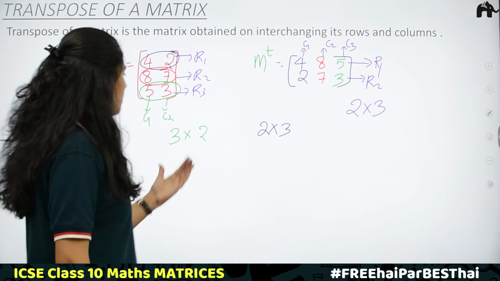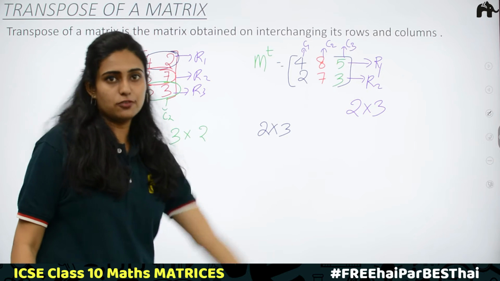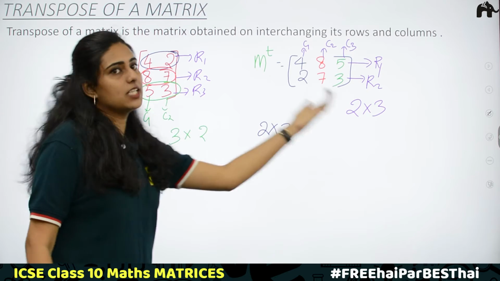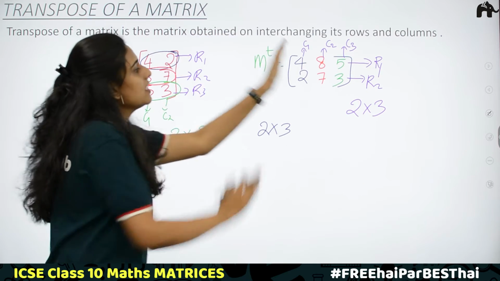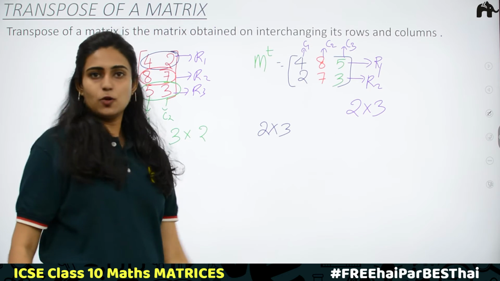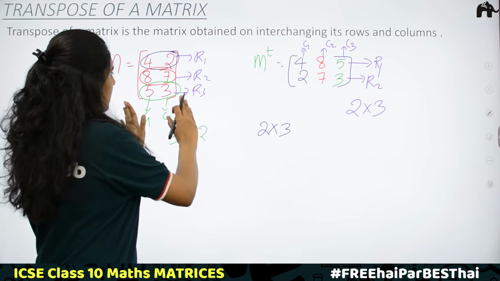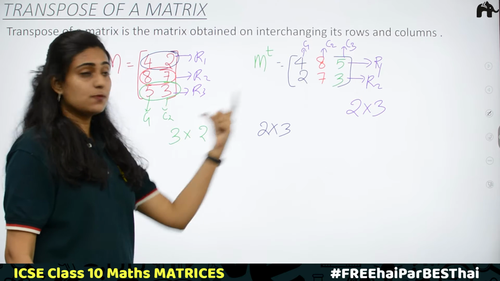Got it? Here what happens? The number of rows becomes the number of columns and the number of columns becomes the number of rows. Every row becomes every column in the transpose matrix. Okay? Clear? This is what a transpose matrix is.